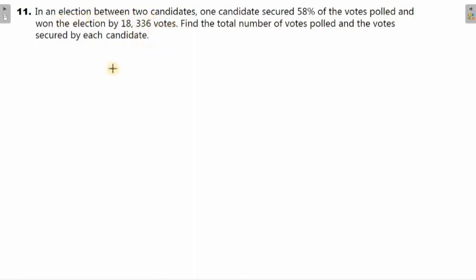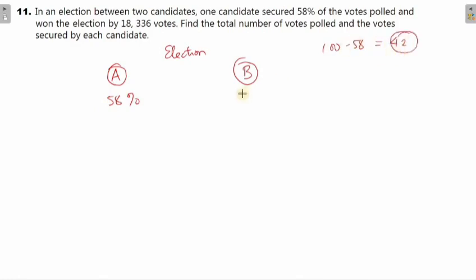So there are two people, let's say A and B. There's an election between A and B. One candidate secured 58% of the votes polled. So if A gets 58%, out of 100, 58 is for A. Then what is the remaining number? Remaining is 100 minus 58, which is 42, isn't it? So 42% goes to the other candidate.